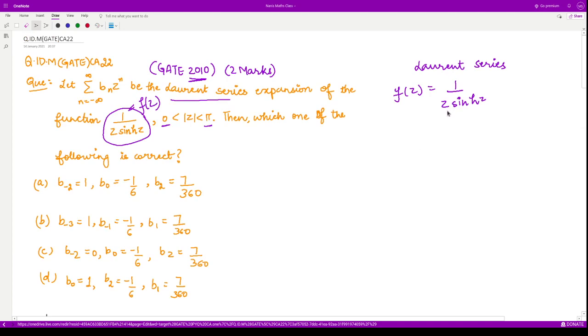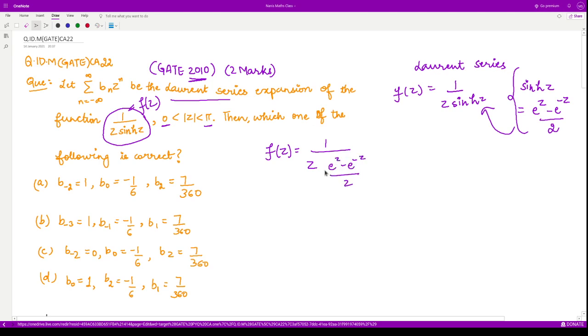Our function is defined like this. Here sinh z is appearing. By definition this is equivalent to e to the power z minus e to the power minus z, divided by 2. So if we substitute the value of sinh z into this function, we obtain f(z) equivalent to 1 upon z times this whole thing, e to the power z minus e to the power minus z upon 2, right? So we can simplify this.